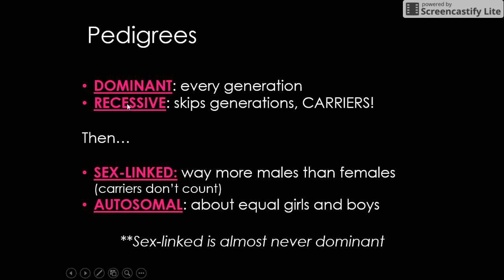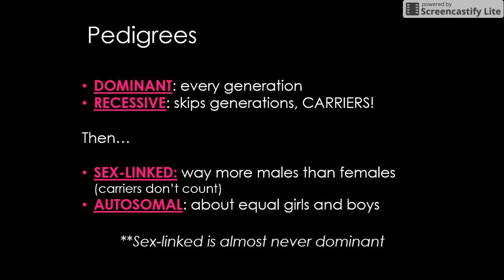Okay, pedigrees. Here are clues for pedigrees. First things first, it is dominant if it is in every generation. So if there is a shaded shape, a shape that's filled in every single generation, you know it's dominant. It is recessive if it skips a generation, or if there are carriers. If there are any shapes on there that are only half filled in, that's your clue, it's recessive.